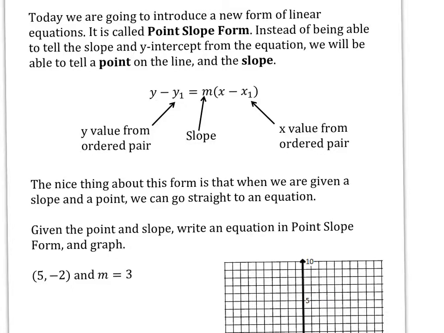So this y sub 1, y little 1, or y1, that is the y value from an ordered pair. M represents the slope, that's nothing new that we know about, and x1 represents the x value from the ordered pair. So when we're given a point, x y, we'll be able to figure that out just based on this equation and this form. And we'll also be able to tell the slope just based on this form.